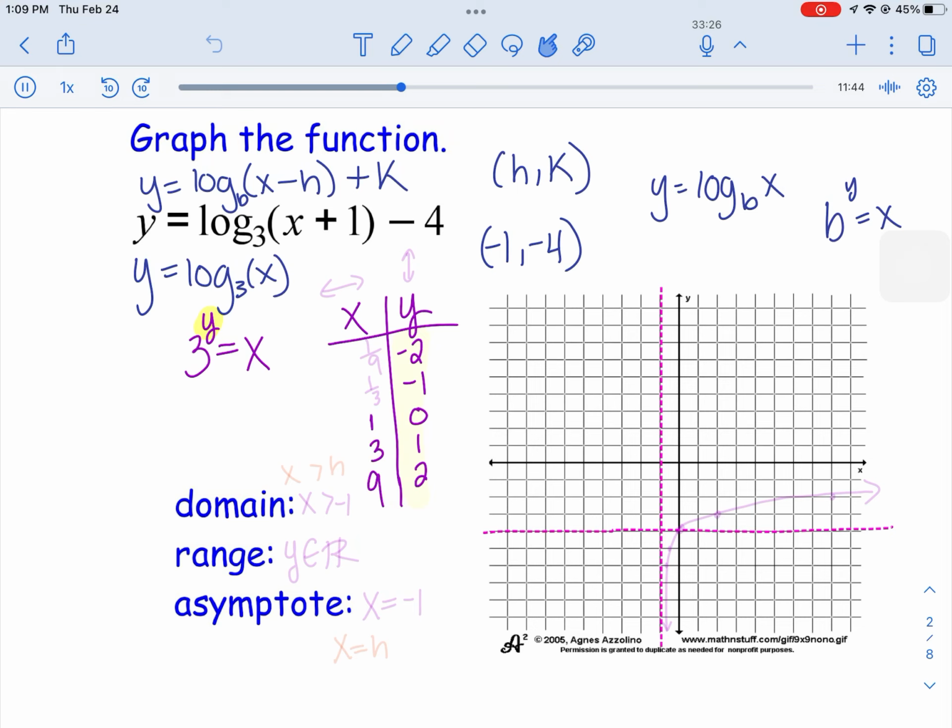So you go 1/9, which is just 0.1, over, down 2. Then 1/3 over, down 1. Over 1, up 0. Over 3, up 1. Over 9, up 2. And then it's going to follow this vertical line but not cross it. This time that vertical line is your asymptote.